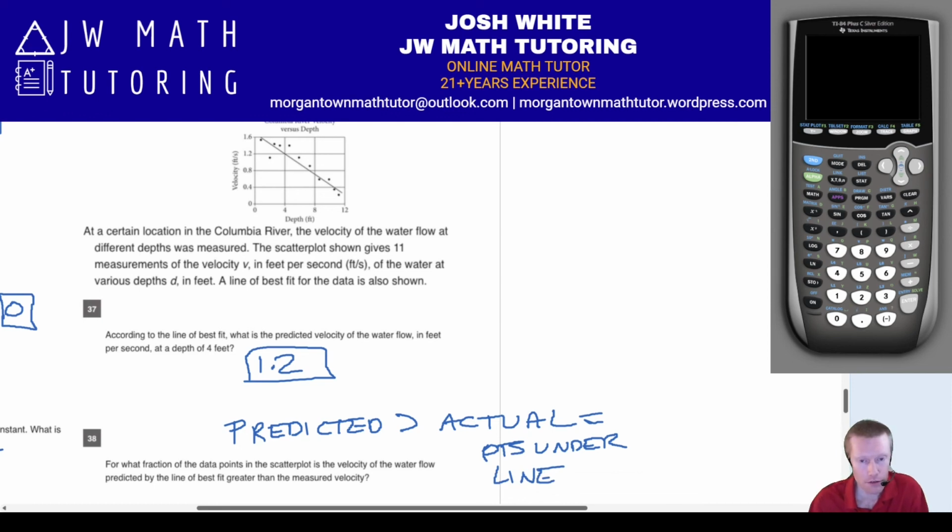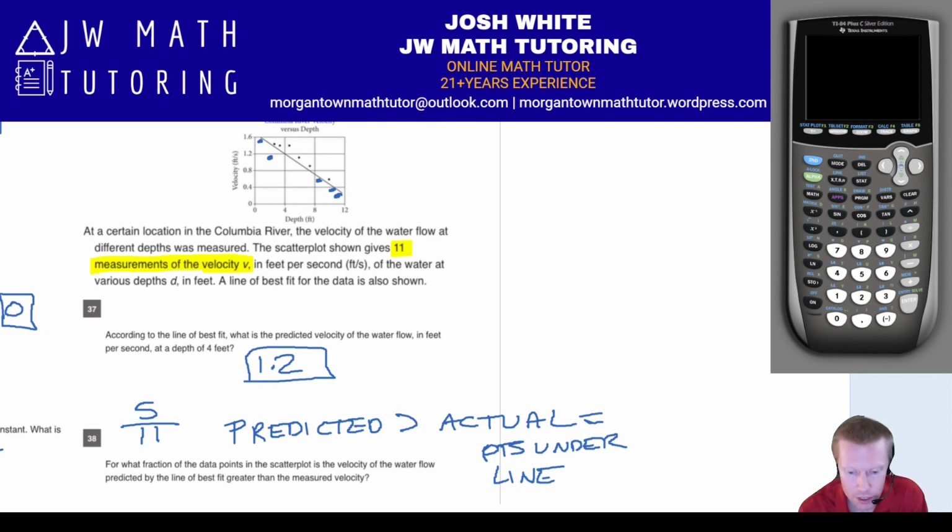So for this question, for predicted by the line of best fit to be greater than the actual, you want this one right here and this one right here, that's 2. You want this one right here, 3. You want this one right here, 4, and this one right here, 5. So there are going to be 5 points that meet the criteria, and how many total are there? Well, you could count them up and notice that it's 11, or it gives you that information right in the problem: 11 measurements of the velocity. So the answer to this question is going to be 5 over 11. So you could grid it in that way.